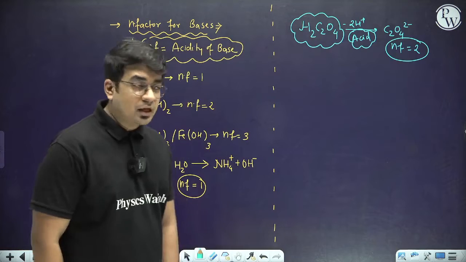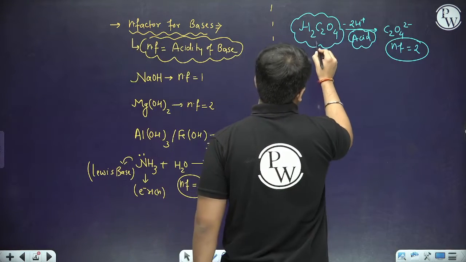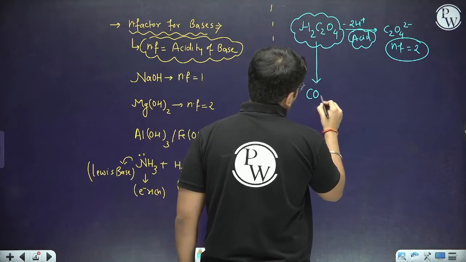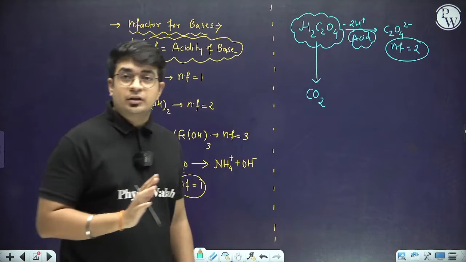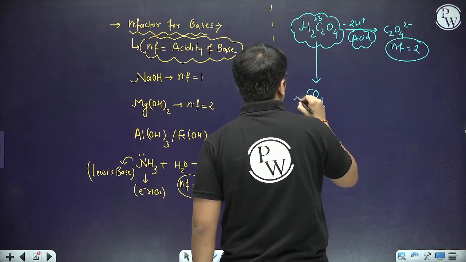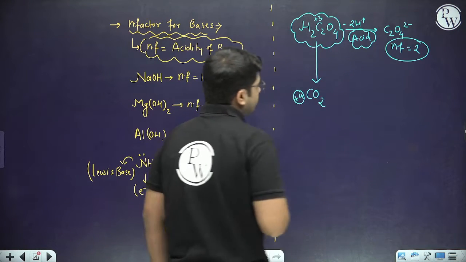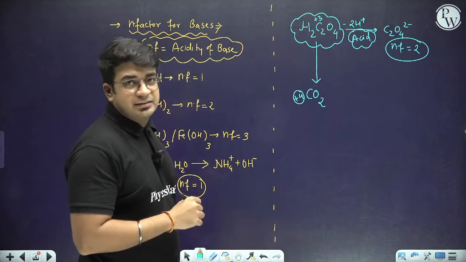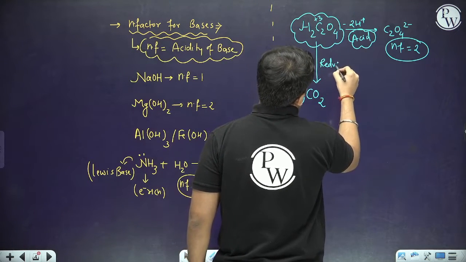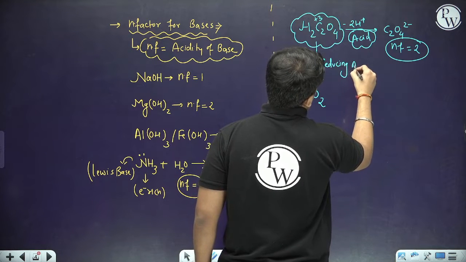There might be a possibility that in a given reaction, it is going to be converted into CO2. If the final product is CO2, it means this carbon which is present in plus 3 is going to be converted into plus 4. It is going to oxidize. That means in this particular reaction, it is acting like a reducing agent.